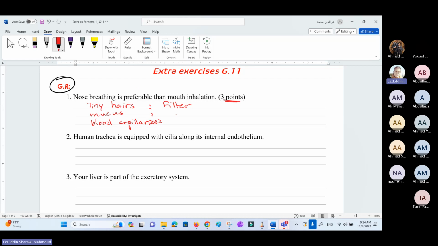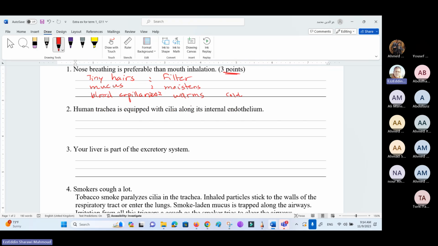Okay, mucus moistens air before inhalation. Blood capillaries are the opposite. They warm air before inhalation, especially in cold weather. Okay, number two, the human trachea is equipped with cilia. This is a key word, cilia. So the question is direct. What is the importance of cilia that line our trachea?